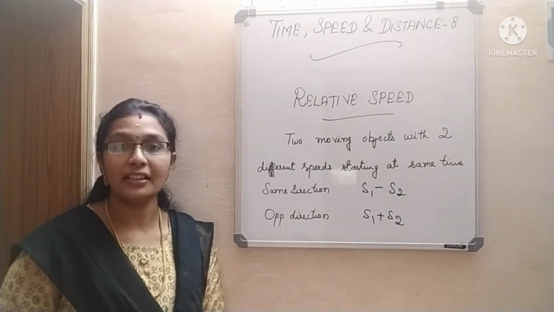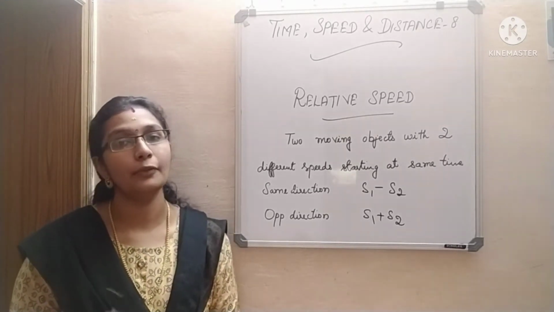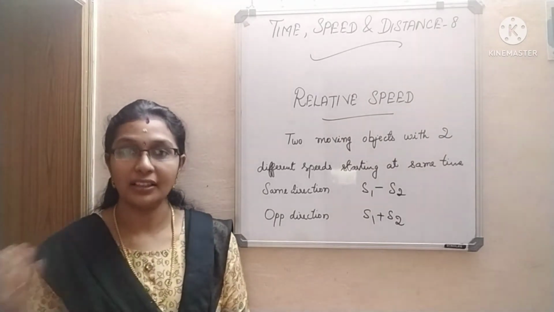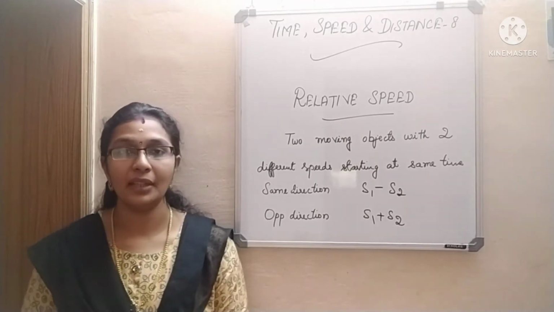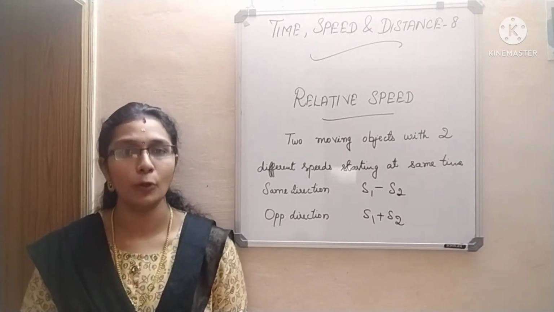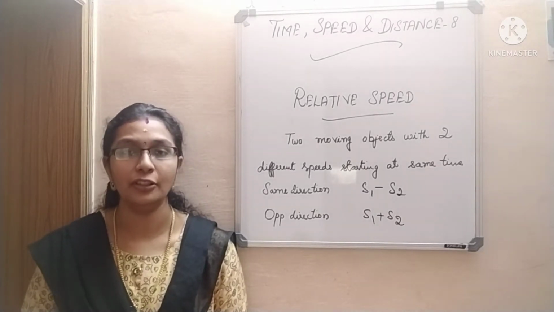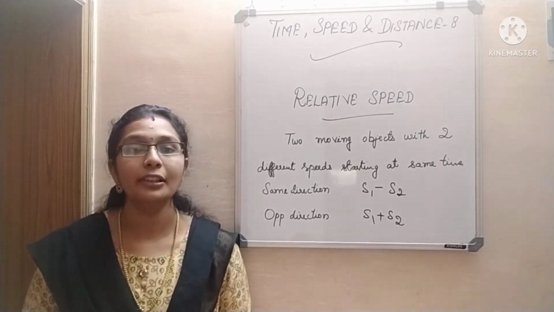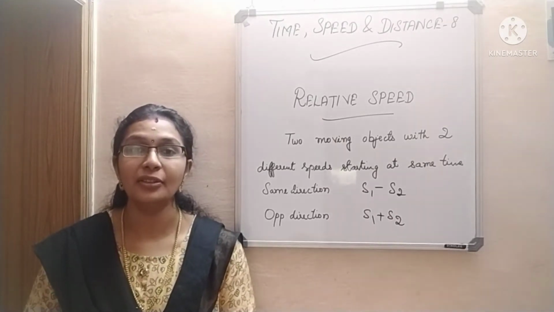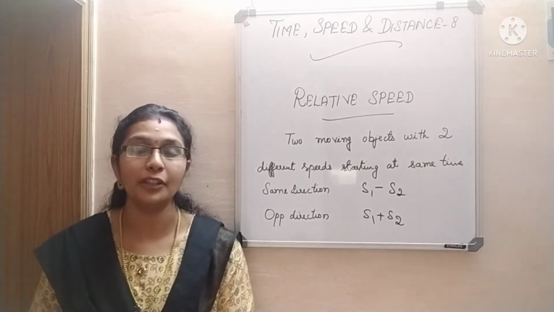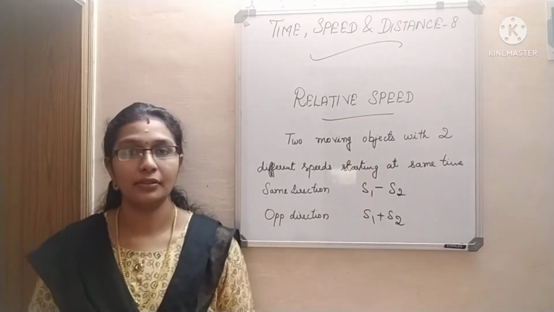Let us consider two trains. You are sitting inside a train which is moving at a speed of 50 km per hour and you have another train next to you which is also moving parallel to you in the same direction with the same speed. What do you actually feel? Will you feel that the train is moving faster than you or slower than you, or is it at rest? Obviously you will feel that the other train is at rest. Actually the speeds of the two trains get cancelled. That's why we use S1 minus S2.